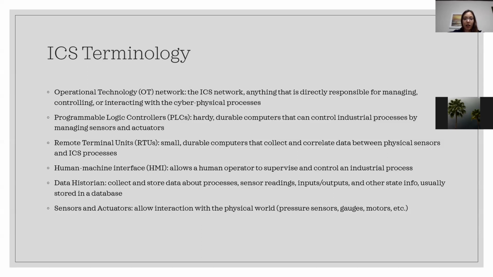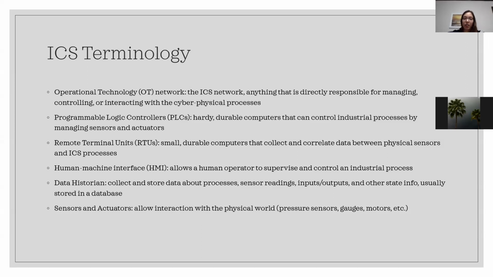HMIs are just a visual interface. So it's some workstation that a human operator can use to supervise and monitor some industrial process. It can report the state of things. Like if the water level is getting low in some water tank, it'll report that. And it's usually visual. Like you may have a nice visual diagram for that.